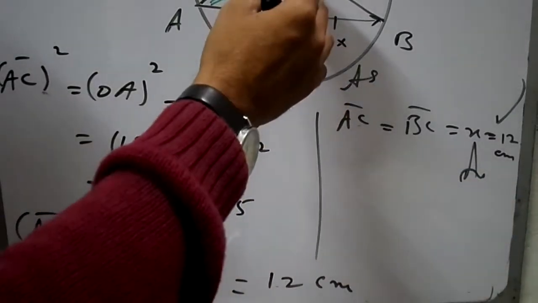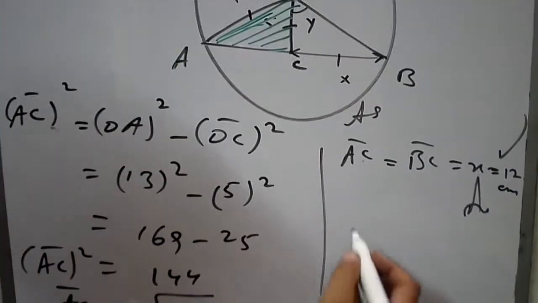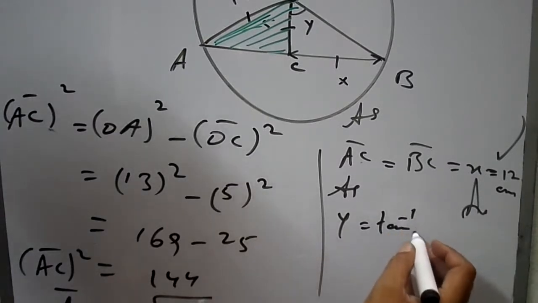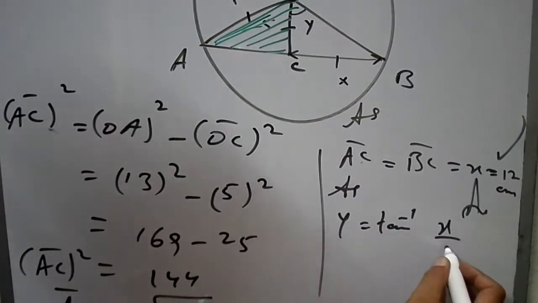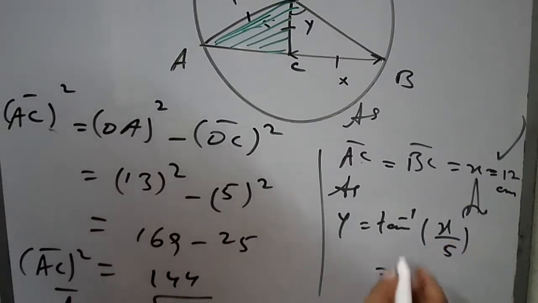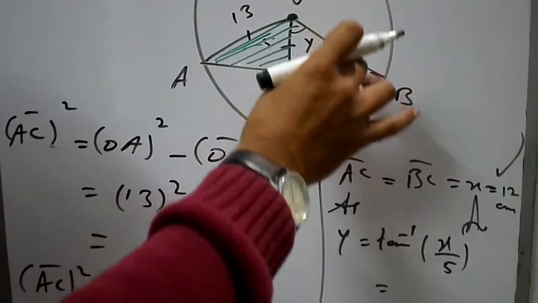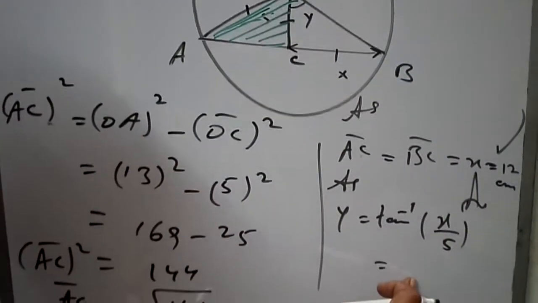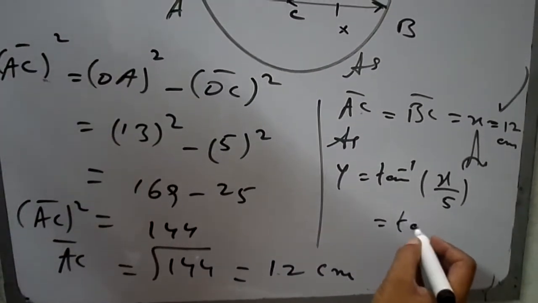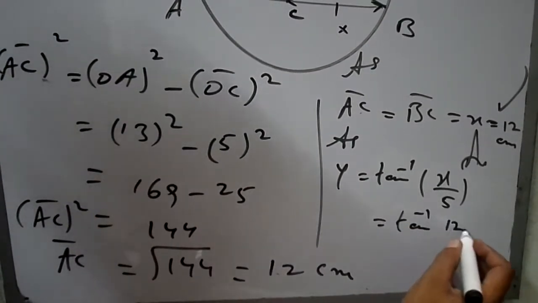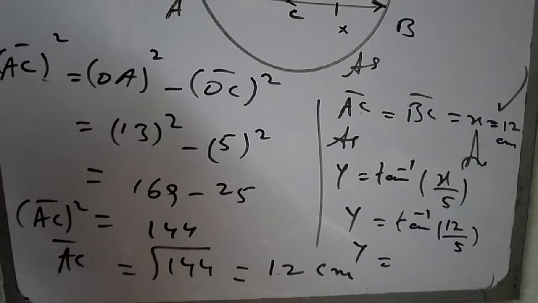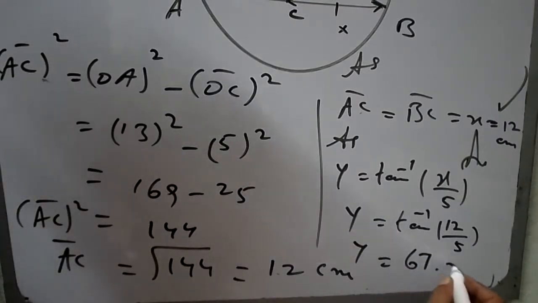Similarly, now to find the angle Y. Y is equal to tan inverse of X by 5. If we consider this triangle OCB, tan inverse is perpendicular by base. What is the value of X? That is 12. So we will get tan inverse of 12 by 5, and the result is 67.38 degrees. So that is your result.